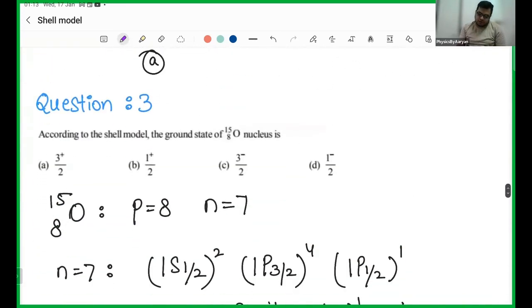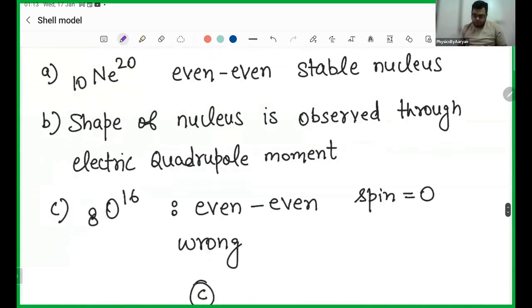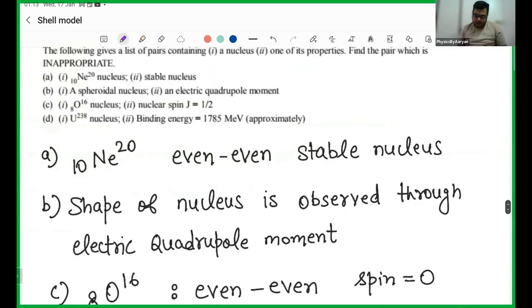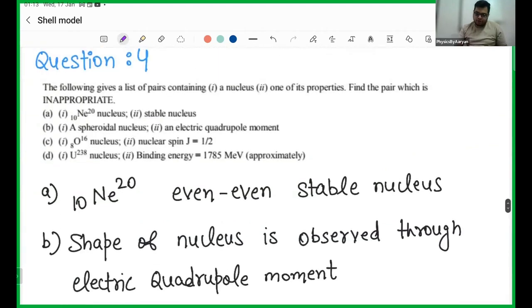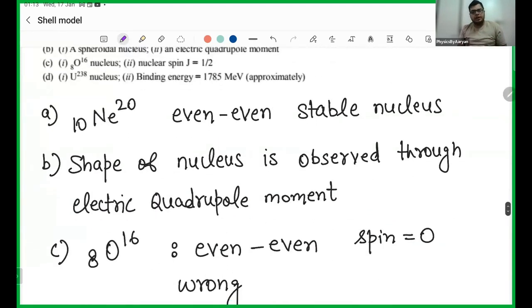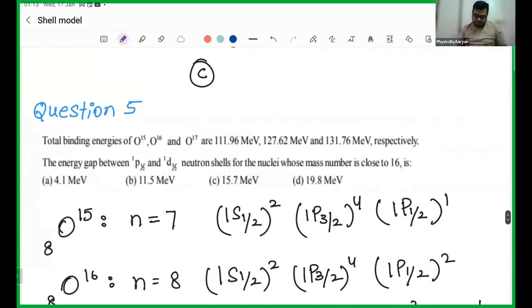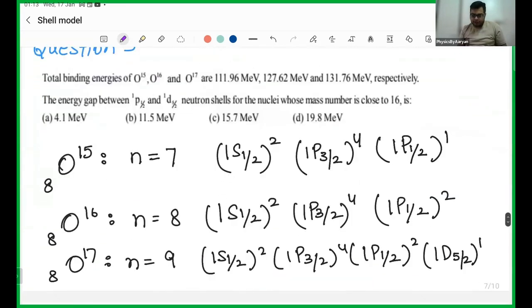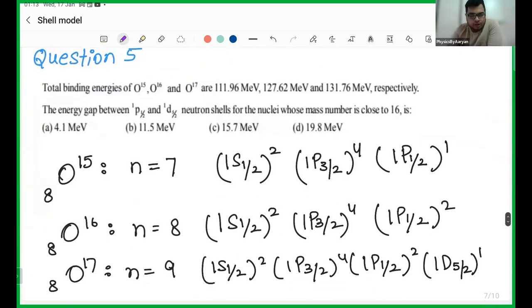Now you can similarly use this model to find it for oxygen. I leave that up to you; you can easily do it. And for this question also, you try it. Again, you have to find the spin and parity. You try it. Okay, now I want to discuss this question, which is a very nice question.